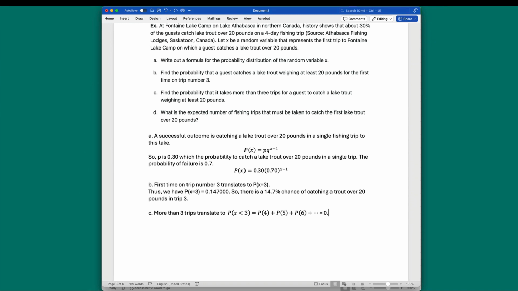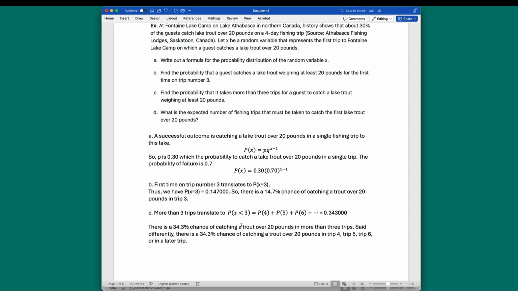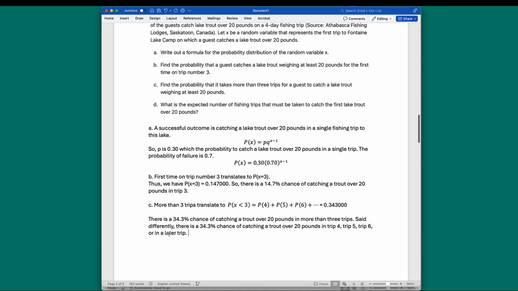So 0.3430. Okay, so what does this mean? Well, this means there is a 34.3% chance of catching a trout over 20 pounds in more than 3 trips. Said differently, there's a 34.3% chance of catching a trout over 20 pounds in either trip 4, trip 5, trip 6, or in a later trip.